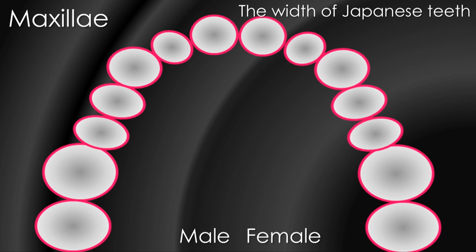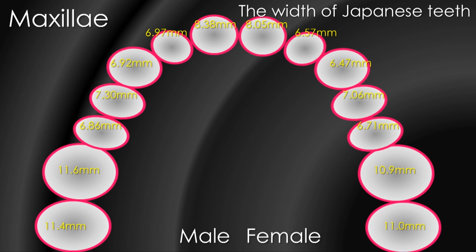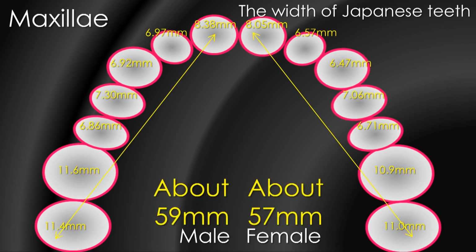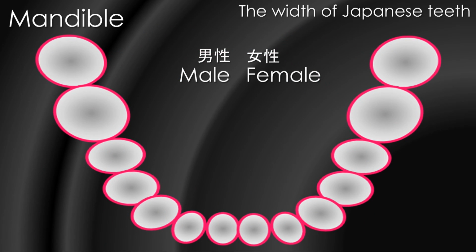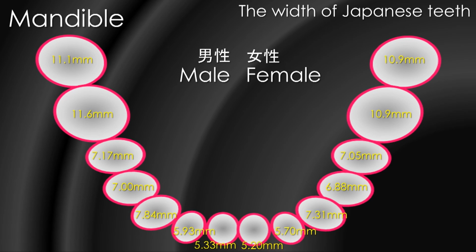So, the maxilla: the width of Japanese teeth, male and female. So this is the mandible: the width of Japanese teeth, male and female.